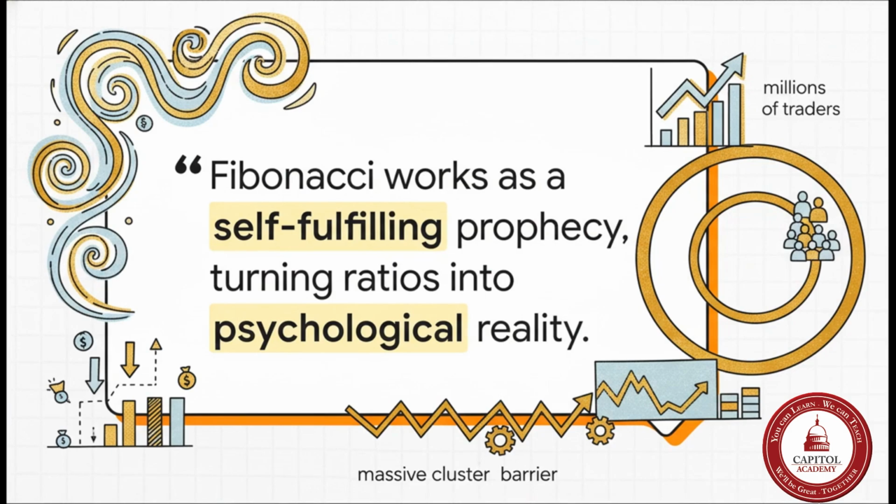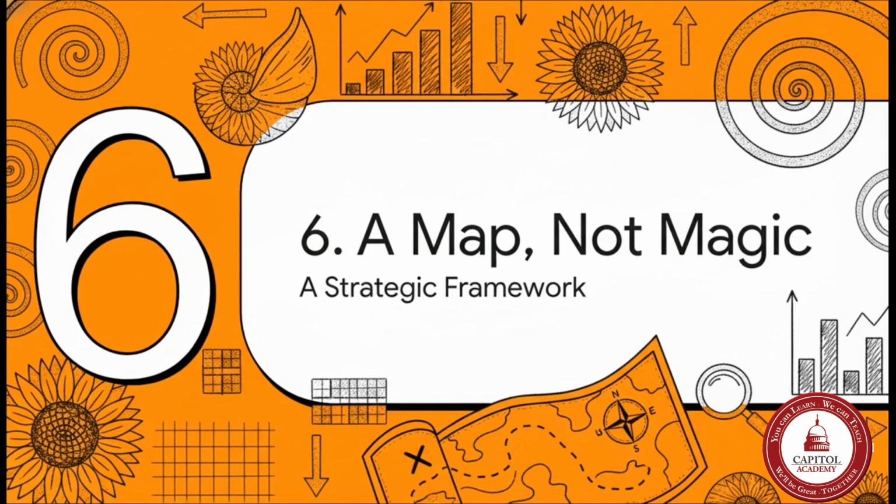And when it comes down to it, this is why it works. Is it some kind of magic? No, not at all. It's psychology. It's a self-fulfilling prophecy. Because millions of traders and their trading algorithms all know about these levels, they all place their buy and sell orders right there. And that giant cluster of orders is what turns a simple mathematical ratio into a powerful real-world barrier on the chart. All right, let's wrap this all up with a clear, disciplined strategy.